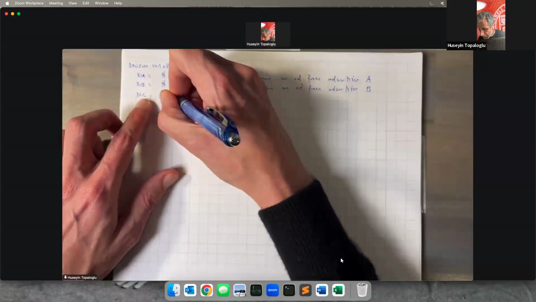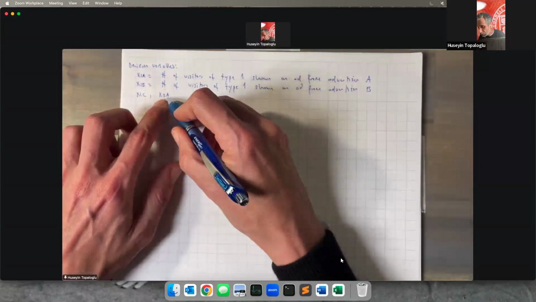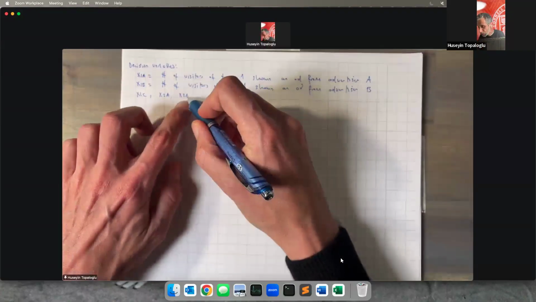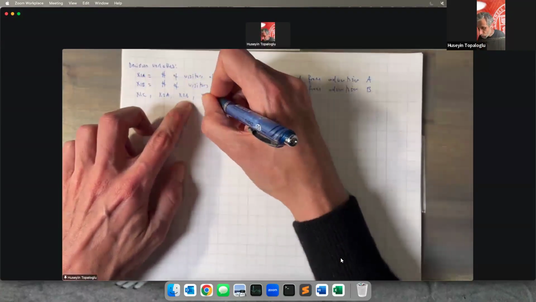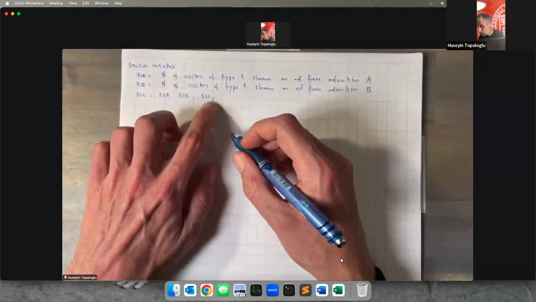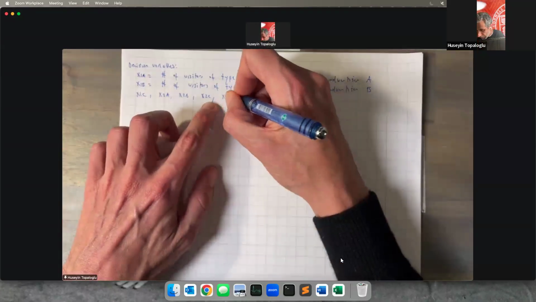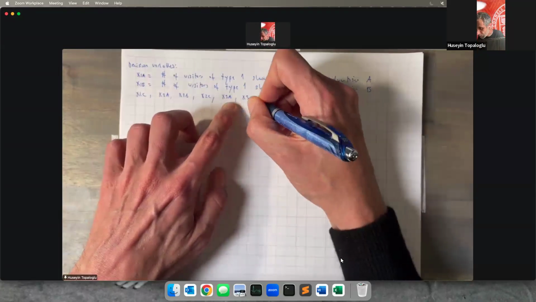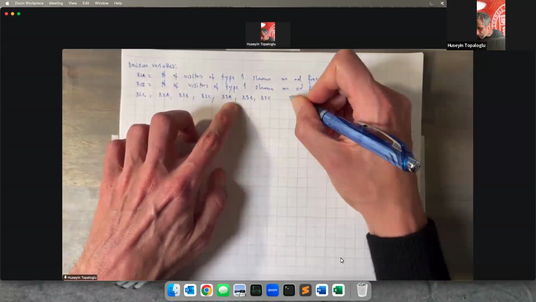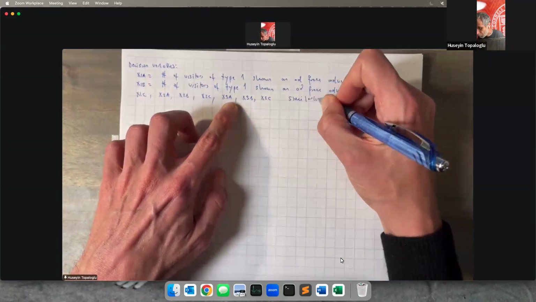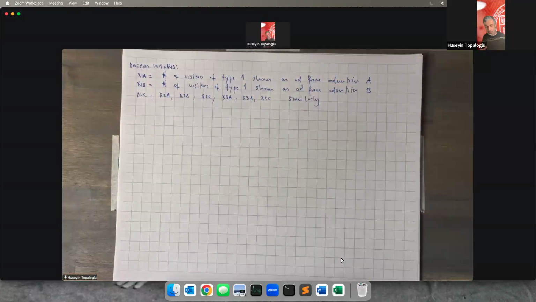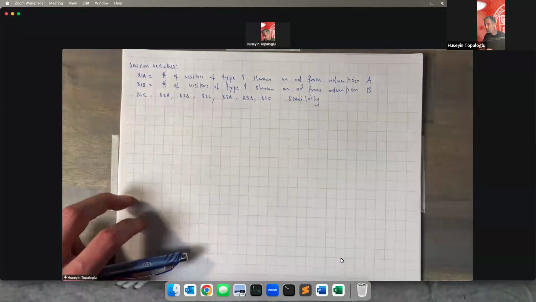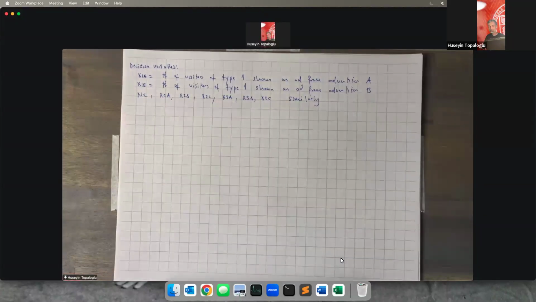And likewise, we have x2a, the number of visitors of type 2 shown an ad from advertiser A. We have x2b, the number of visitors of type 2 shown an ad from advertiser B. x2c, the number of visitors of type 2 shown an ad from advertiser C. x3a, the number of visitors of type 3 shown an ad from advertiser A. x3b, x3c, similarly. Good. How many decision variables do we have? 1, 2, 3, 4, 5, 6, 7, 8, 9. So this is a problem with 9 decision variables.